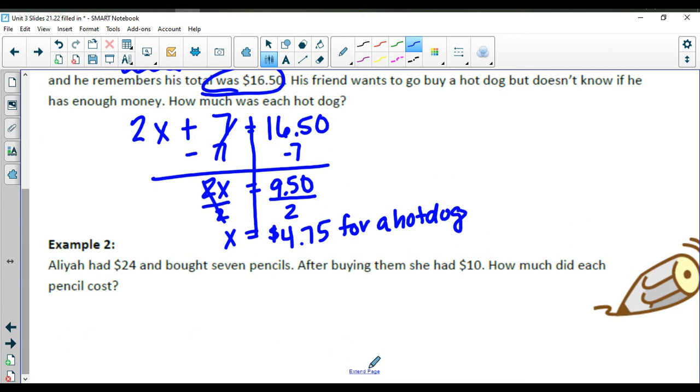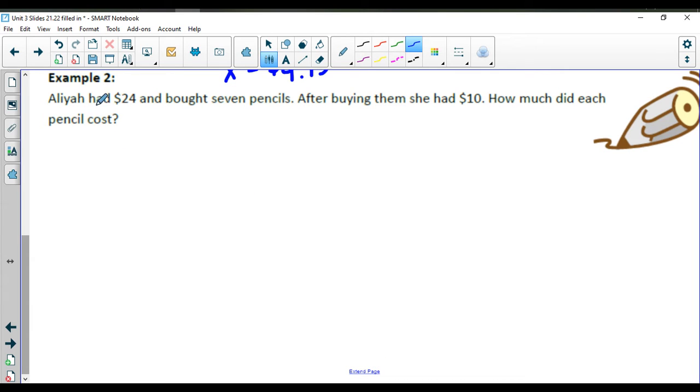In example number 2, this one's going to be a little bit different. So Aaliyah had $24 and she bought 7 pencils. So if we have this much money and we're buying pencils, we're going to be subtracting away our money. We're buying 7 pencils. So I wonder how much the pencils cost. After buying them, she had $10. How much did each pencil cost?